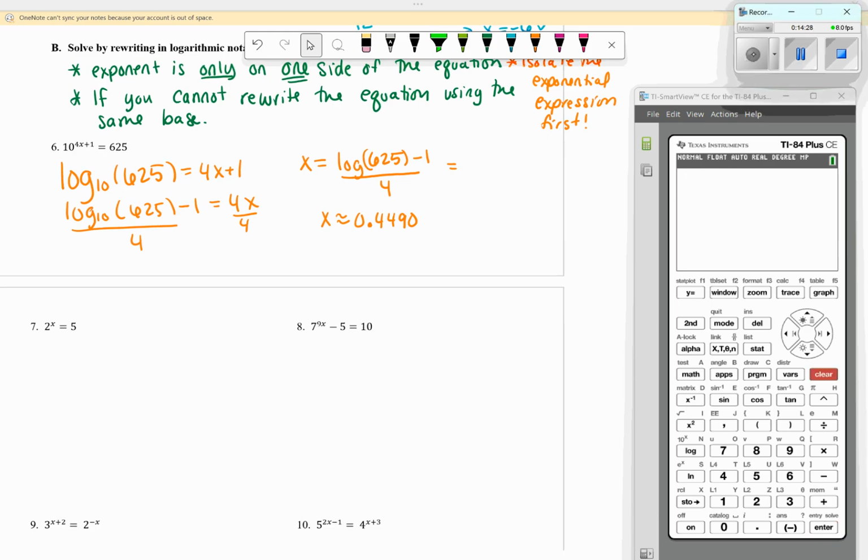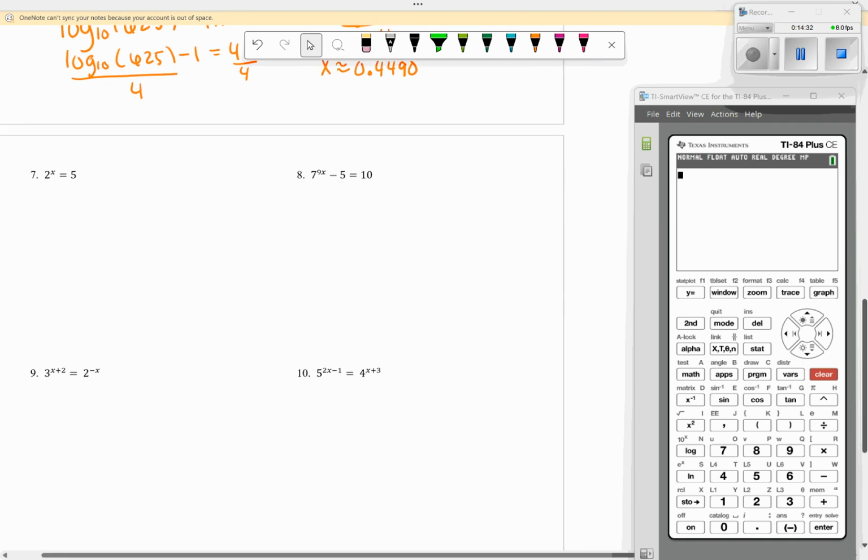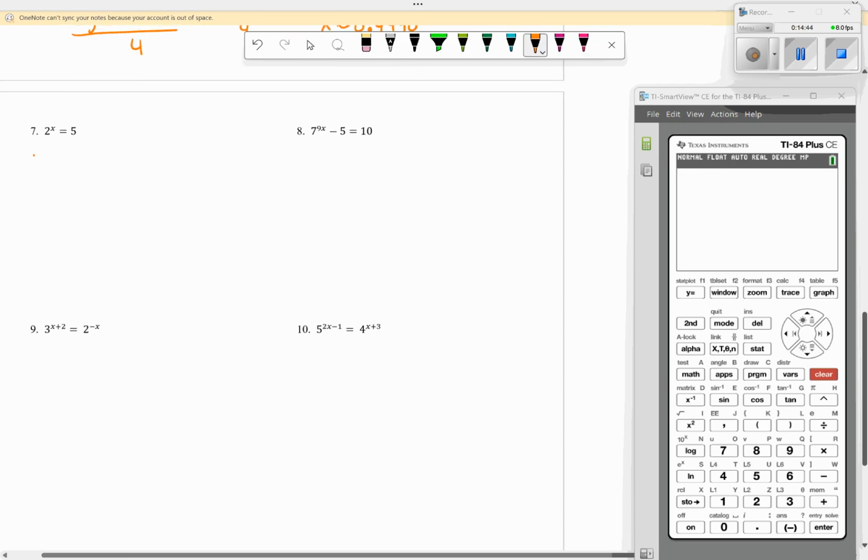All right, looking at the next one that we have. So for this next one, we have 7 to the x equals 5. So for this one, again, we're going to rewrite this using our log form because the exponential expression is already isolated. So this is the log base 7 of 5 is equal to x. So then the exact form would be log of 5 over the log of 7. We can write it in either one of those two ways.